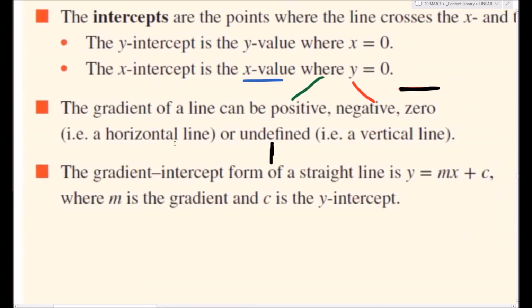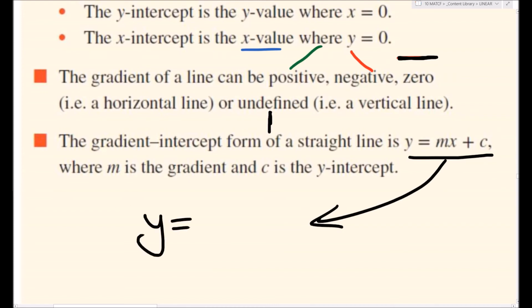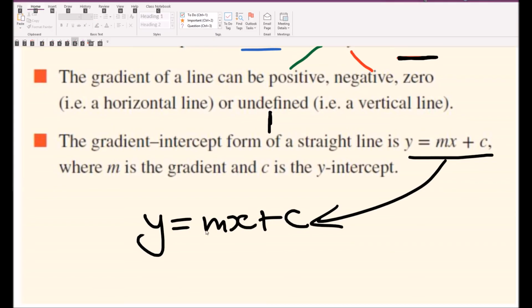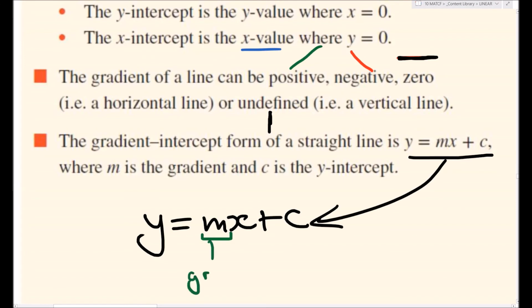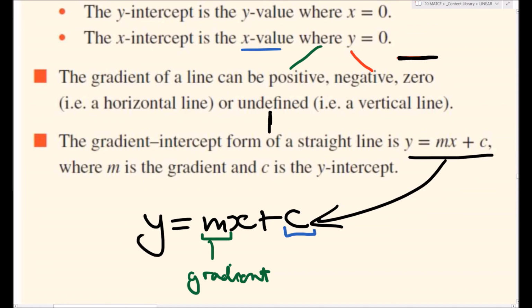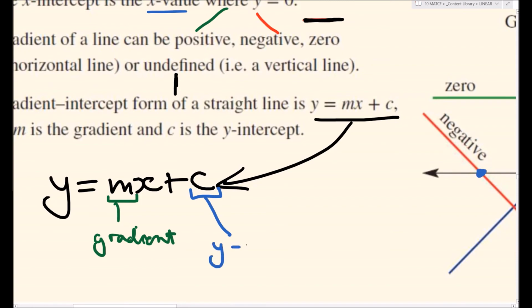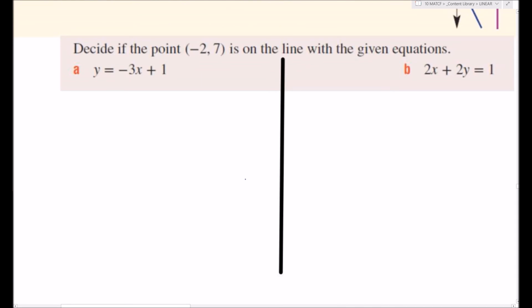The gradient-intercept form of a straight line is y equals mx plus c. I don't think I've mentioned this earlier, but this is the basic rule for any formula. y equals mx plus c. And we know that m, if you look back a few minutes earlier, is the gradient. And c, as I did mention before, represents your y-intercept. It's generally a number that is by itself. So the c is the y-intercept. We'll get into this a little bit more later. But m is the gradient, c is the y-intercept. Okay, let's move on.